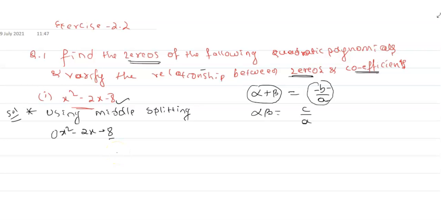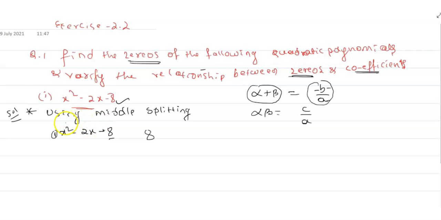Okay guys, here we have x square minus 2x minus 8. In order to apply middle term splitting, I will take the coefficient of x square and multiply it with the constant term 8. Here the coefficient is 1, since nothing is written means 1 will be there. 1 into 8, I will get 8.